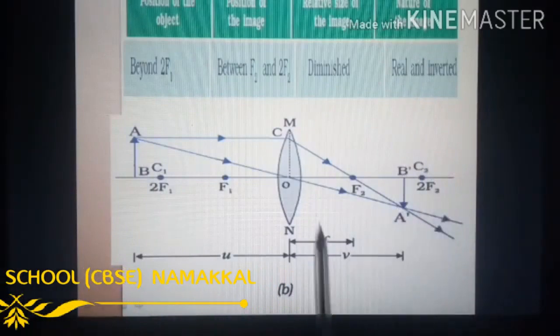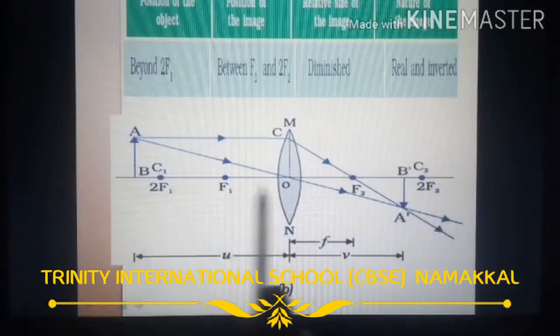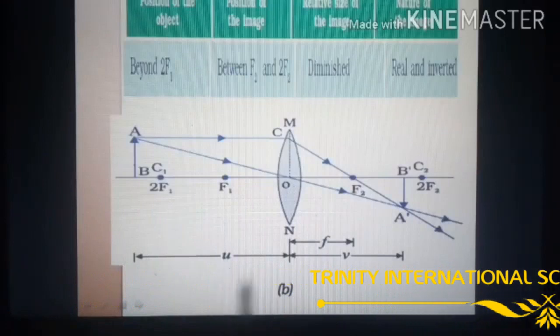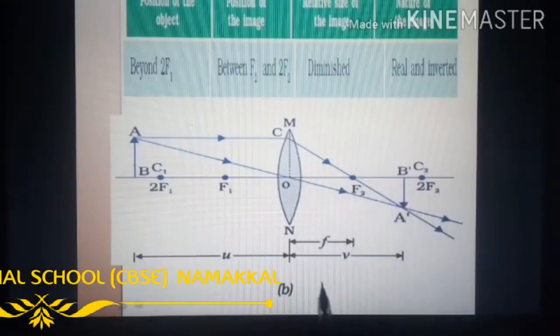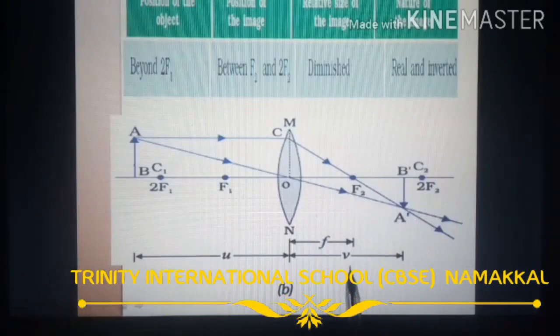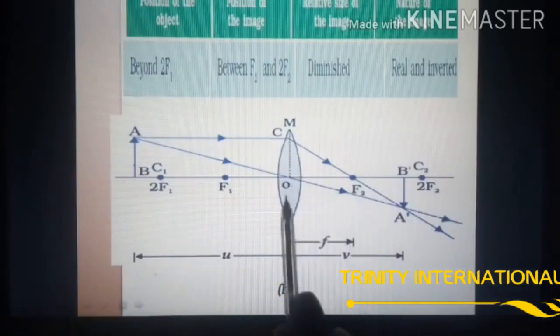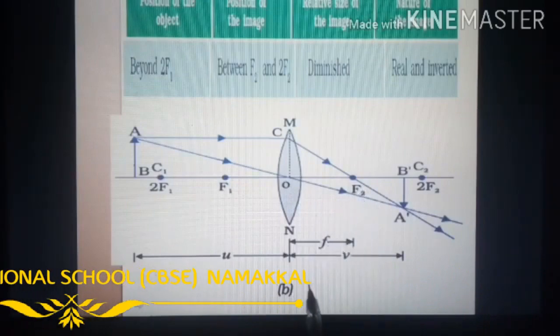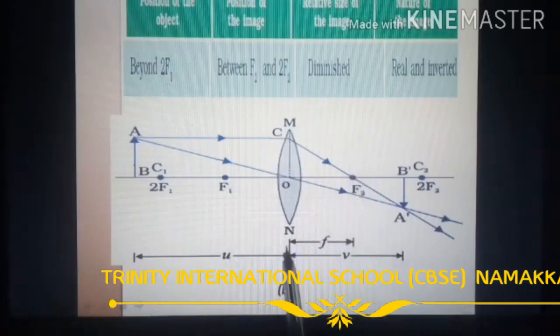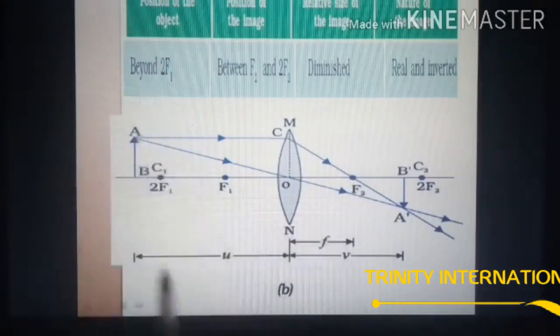Here we know the distance between the object and the optical center is called the object distance U. The distance between the image and the optical center, OB dash, is called the image distance V, and OF, the distance from the optical center to the principal focus, is called the focal length. So this is the object placed beyond 2f1.